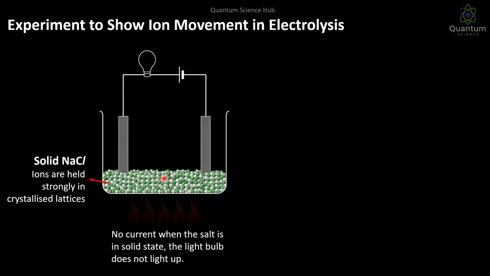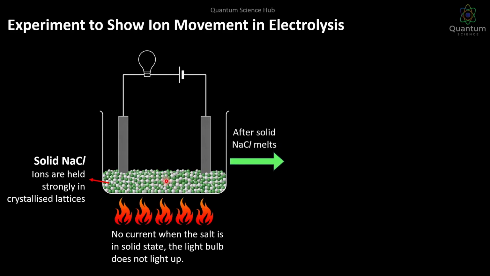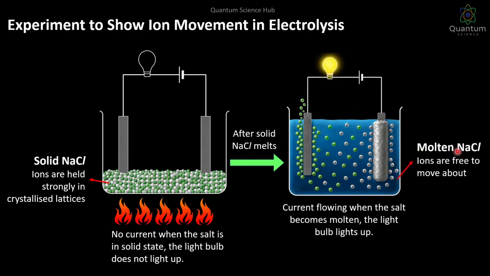Okay? After that, I will heat this NaCl. So what will happen to this NaCl? It will melt, right? So after the solid NaCl melts, it will turn into molten NaCl. In this case, since it is molten, the ions are free to move about. So the current flows when the NaCl salt becomes molten. As a result, the light bulb can light up. So this is proof that if we are using molten NaCl or aqueous NaCl, the ions in the electrolyte can move. So the light bulb lights up.